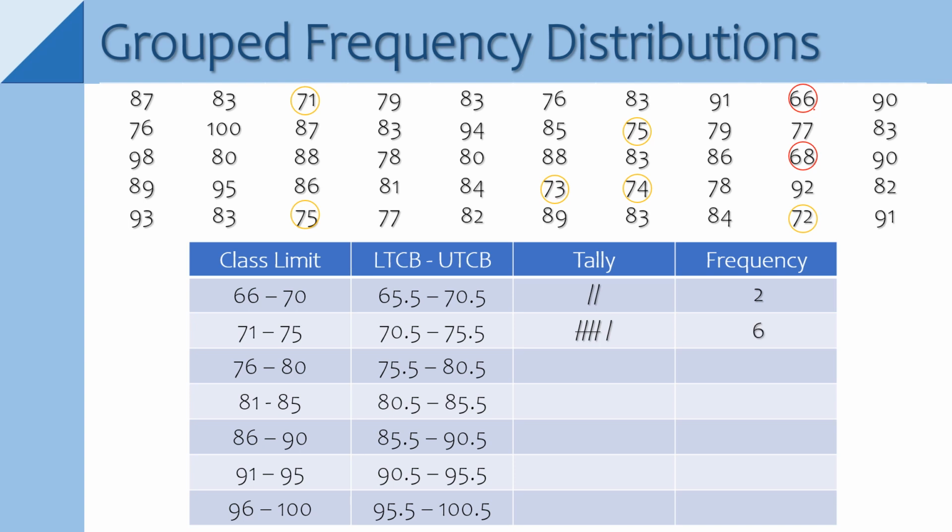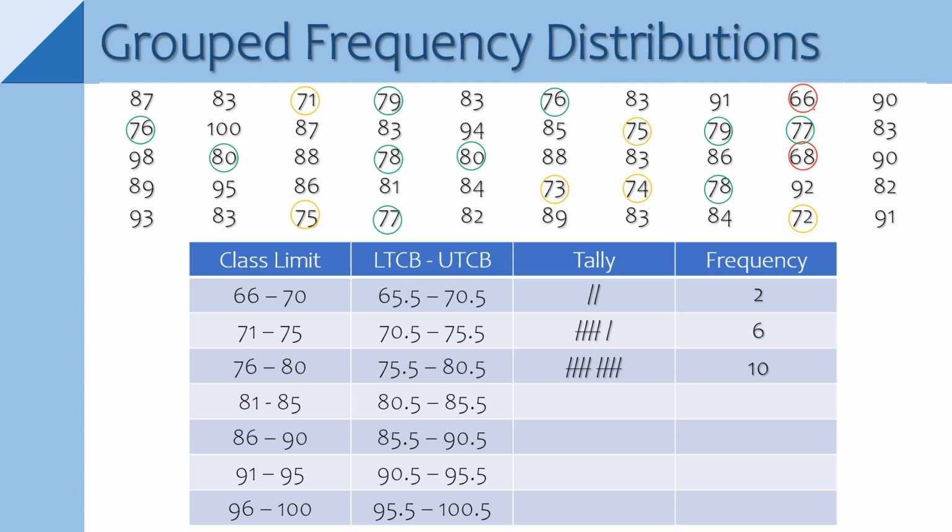Next is 76 up to 80. We have 1, 2, and then 3, 4, 5, 6, 7, 8, 9, 10. Okay, so there are 10 na. At the interval of 76 to 80, so you have 10 and 10 for the frequency.